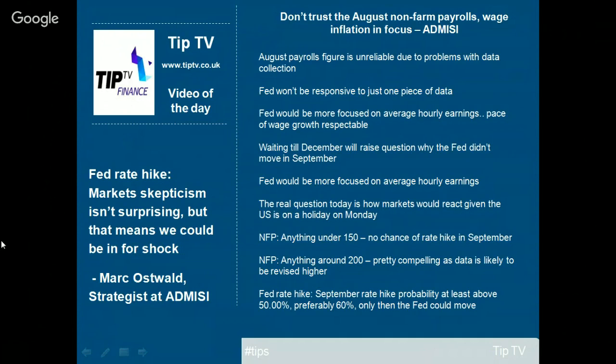Ideally, it should be 60%, which would ensure that the markets would not be shocked by a rate hike or trigger instability. So unless and until the Fed sees the rate hike probability above 50%, it won't move. And this is applicable for September, December, or any month for that matter. That forces us to think whether the Fed is data dependent or at the mercy of the financial markets.